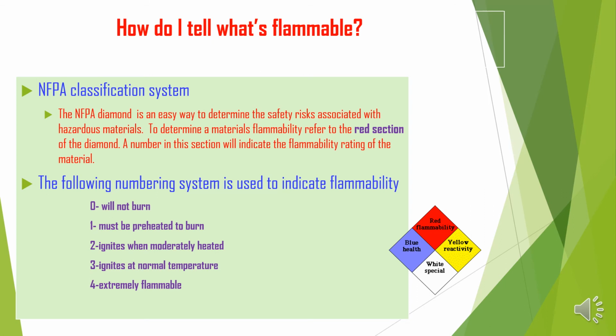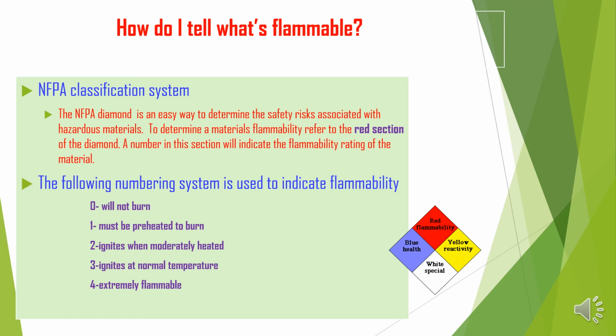It's divided into 4 areas. The red area concerns flammability. The yellow area is for reactivity: it can interact with other substances or not. The white area is for special considerations, and the blue area is for the effect of the material on health. We will discuss it all, but we will start with the red area.